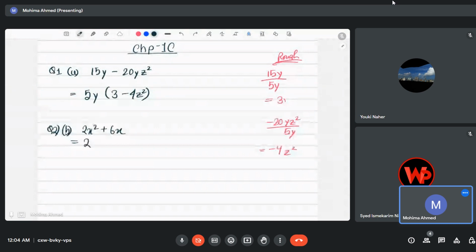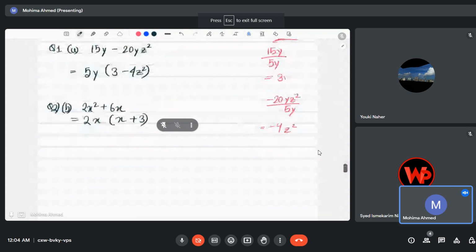So we'll take 2x common and in this section we'll have x plus 3, right? We're doing the same division format over here also. When you divide 2x squared by 2x, you get only x. And again, when you divide 6x by 2x, you get 3. Great. Okay. Now for two terms, it's quite easy to understand.